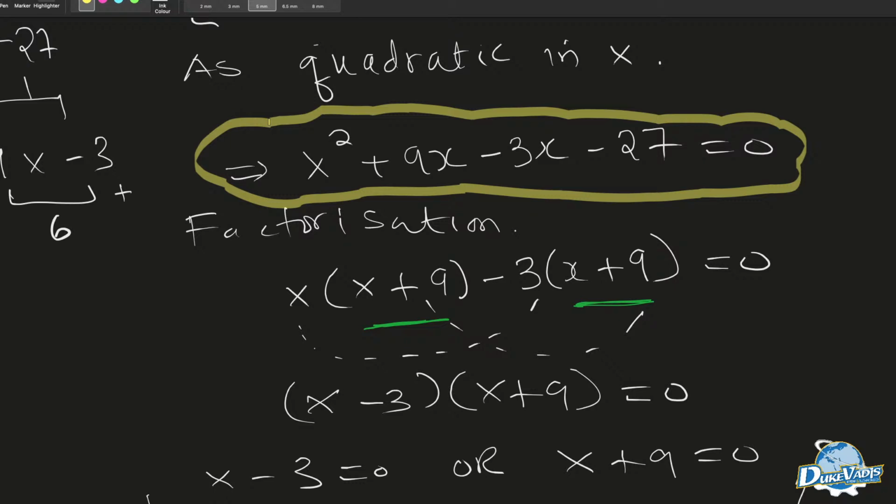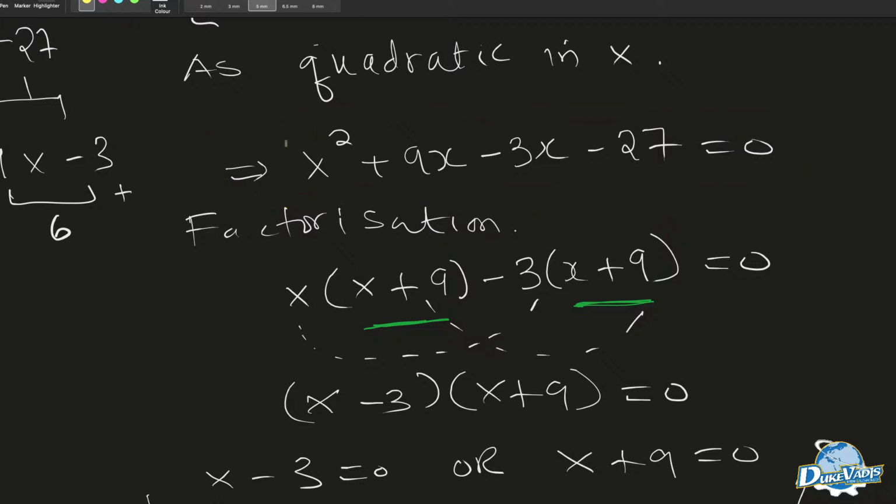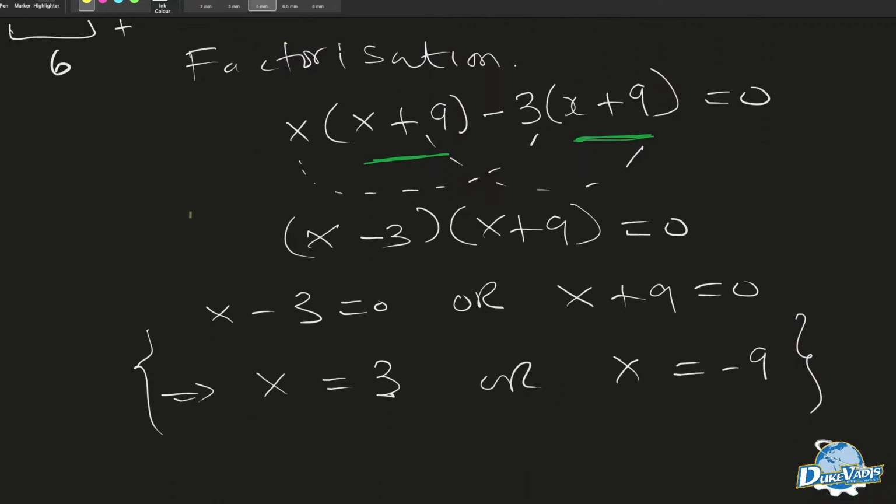Then we did a bit of factorization over here. We pull x out, so we have x into bracket (x + 9), and minus 3 into bracket (x + 9) equals 0. That helped us to pull the common ones aside. So we see that x minus 3 go together, and x plus 9 is common. Then we go to this point where we say (x − 3)(x + 9) equals 0. Then we were able to find our answer.